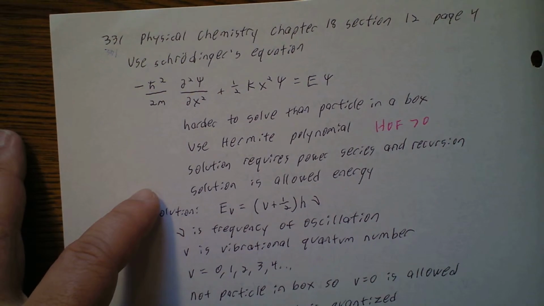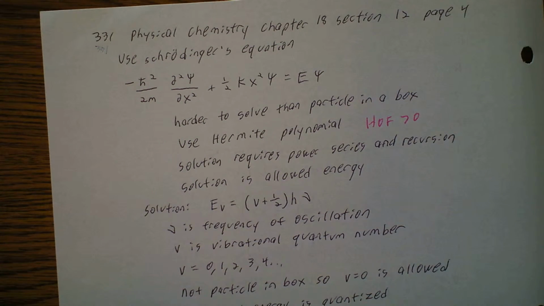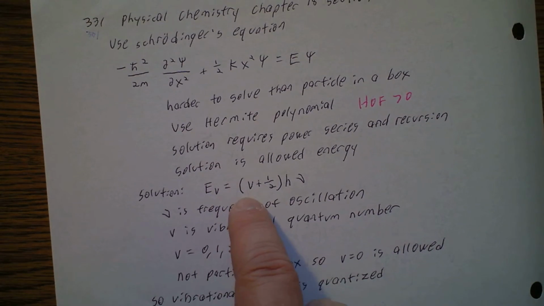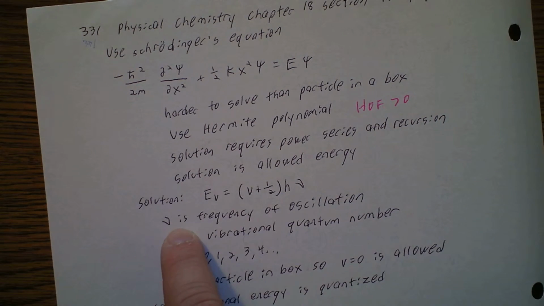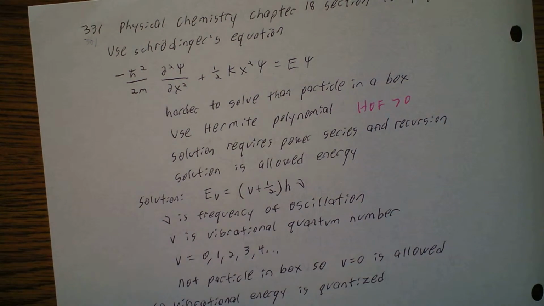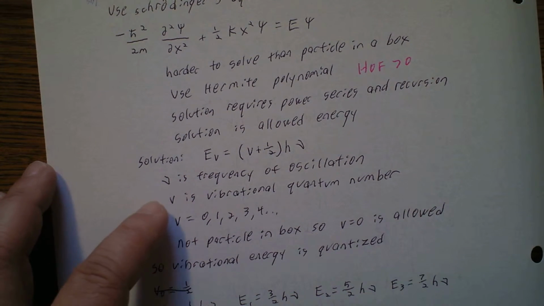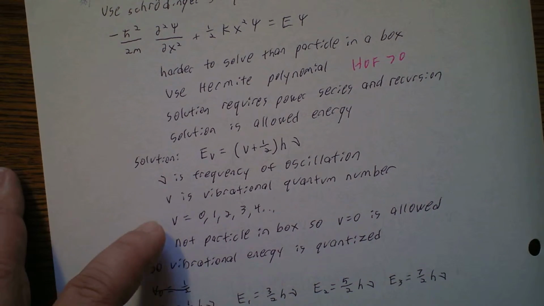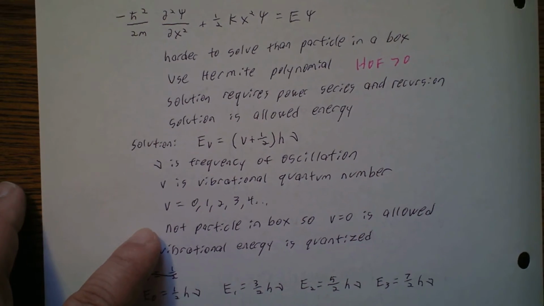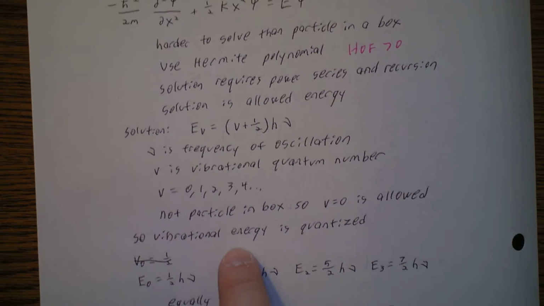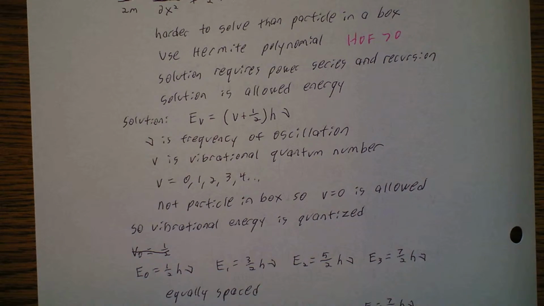But the solution is the allowed energy levels. So the solution is called energy of V is equal to V plus 1/2 h nu, where nu is the frequency of the oscillation, V is the vibrational quantum number, so unfortunately no, it is not velocity. So V can be 0 or 1 or 2 or 3 or 4, etc. So this is not a particle in a box. This is a little different. So V equals 0 is allowed. But it does show, again, that vibrational energy is quantized.